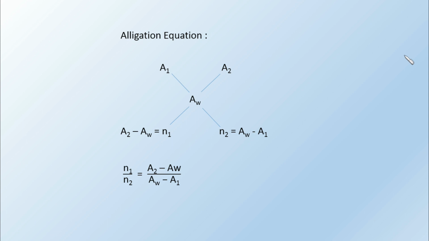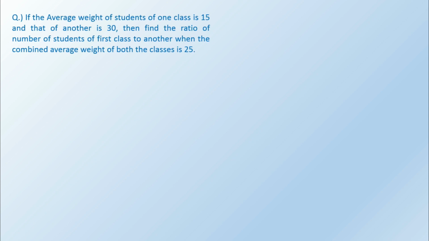Okay, let's move on. So there can be several variations on the question that we saw earlier. Let's look at some of the variations on this question. If the average weight of students of one class is 15 and that of another is 30, then find the ratio of the number of students of the first class to the other when the combined average weight of both the classes is 25.